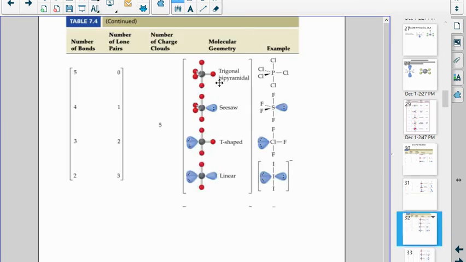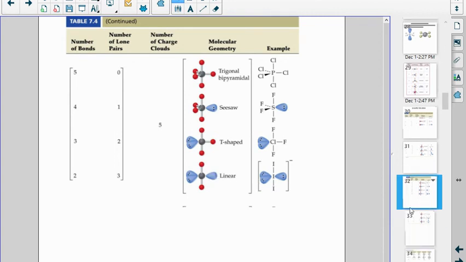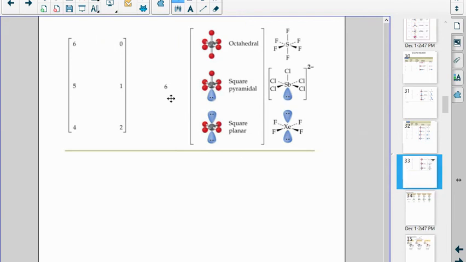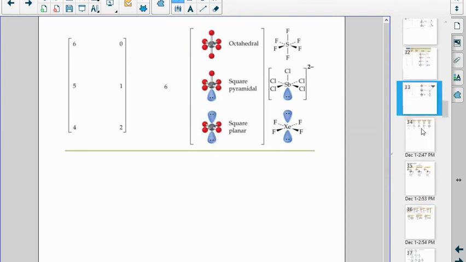5 charge clouds, we have our trigonal bipyramidal, replace 1 is the seesaw, replace 2, the T-shape, replace all 3 of the equatorial ones, we now have a linear molecule. The last one is 6 charge clouds. We have our octahedral, replace 1 square pyramidal, replace 2, square planar.